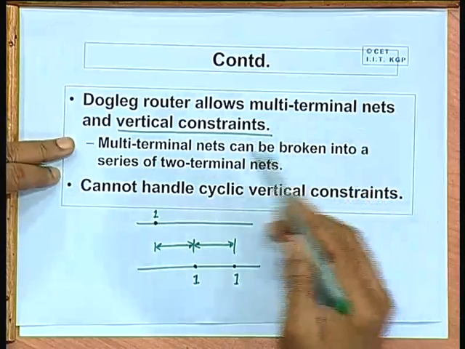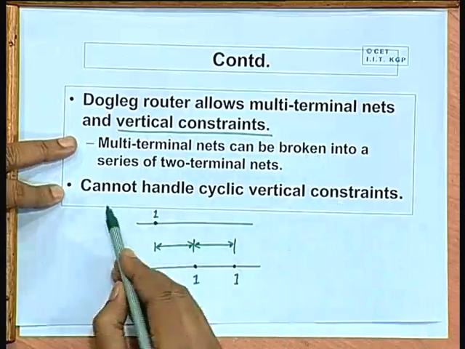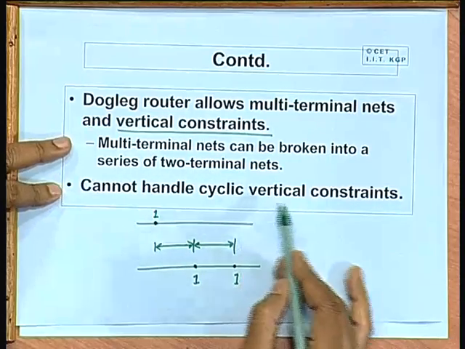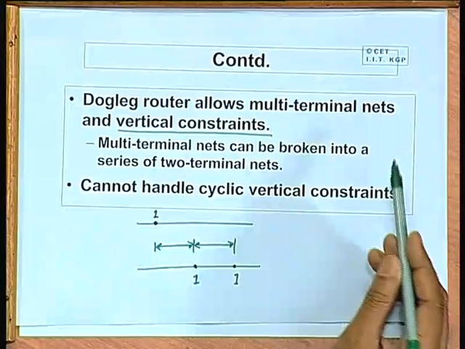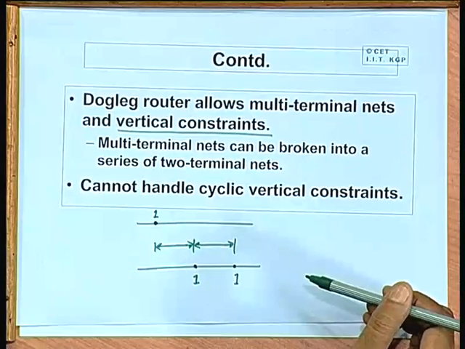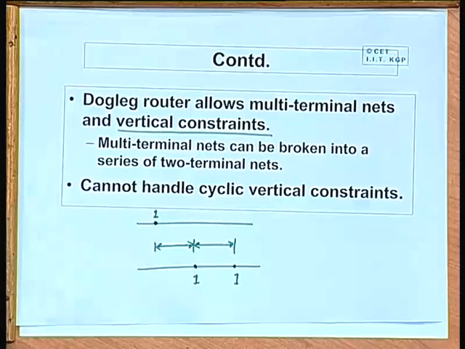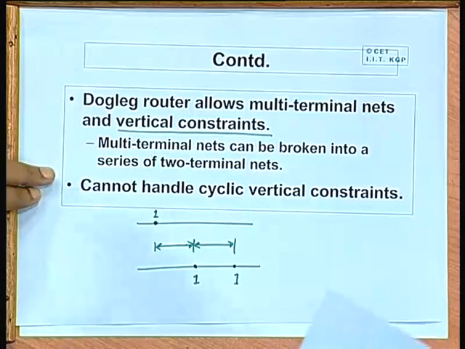But one restriction of the algorithm that we will be presenting is that it cannot handle cycles in the vertical constraint graph. So now let us first take an example which will show you how the use of doglegs can reduce the number of channels required, tracks required. A very simple example.